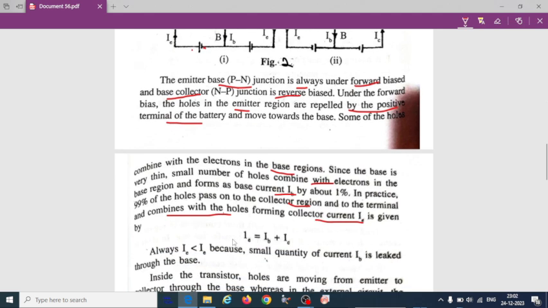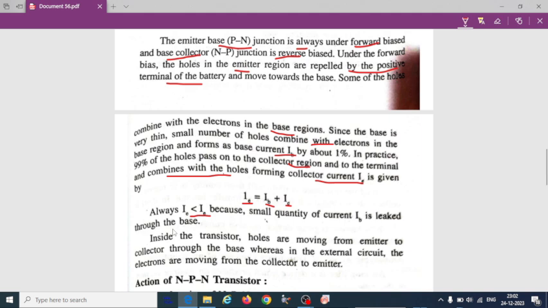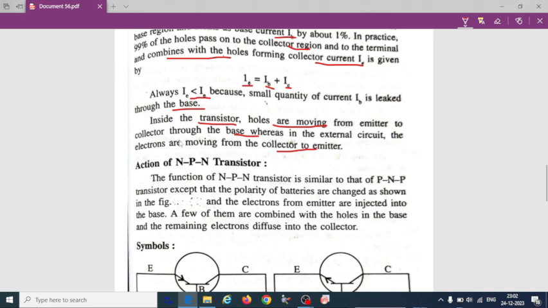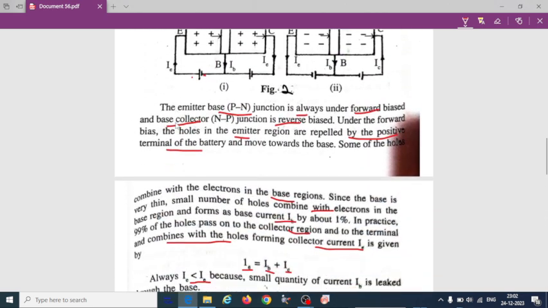So here the emitter current is equal to IB plus IC. So always the emitter current is greater than the collector current because a small quantity of current IB is leaked through the base. So inside the PNP transistor, holes are moving from emitter to collector through the base. In the external circuit, the electrons are moving from collector to emitter. So this is the working principle of the PNP transistor.